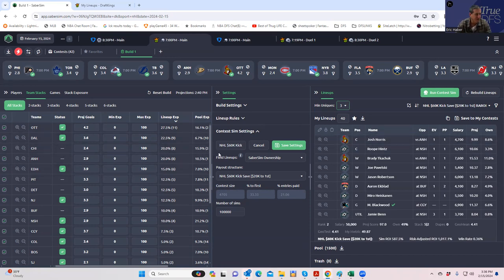So let's do something different. Instead of comparing our lineups to the Saber Sim Ownership field lineups, let's compare it to our own build. Now, think about this for a second before we do that. What is build one? Build one is that entire 1500 lineup set. Ideally, you're going to want to put as many lineups as is in that contest. So 4705, we would ideally want to make it 4705 as far as your field of lineups. And the idea is that the total distribution of lineups, based on the projection that you put in and the ownership that you put in, is going to be the field that you compare yourself to.